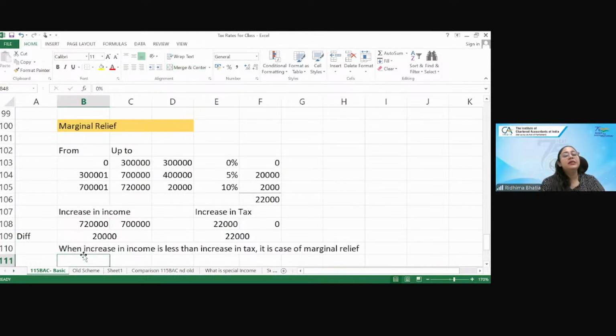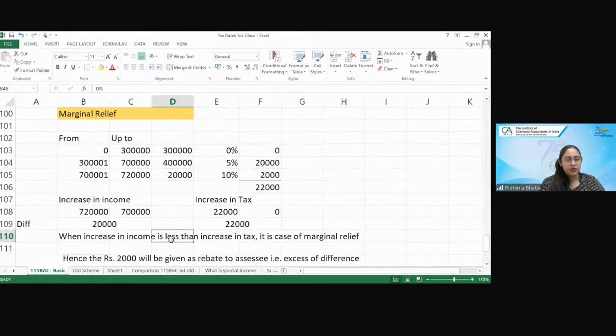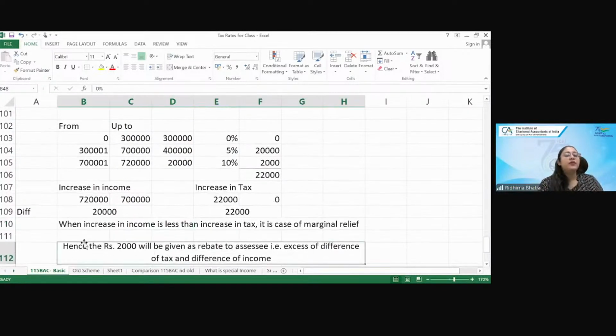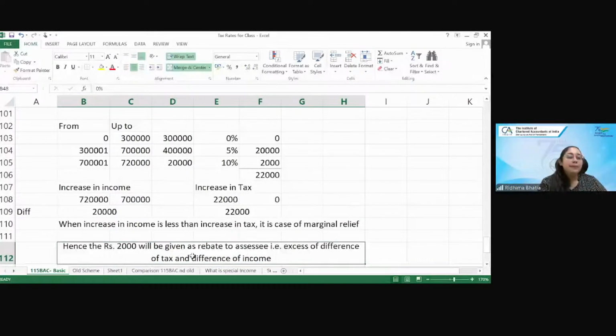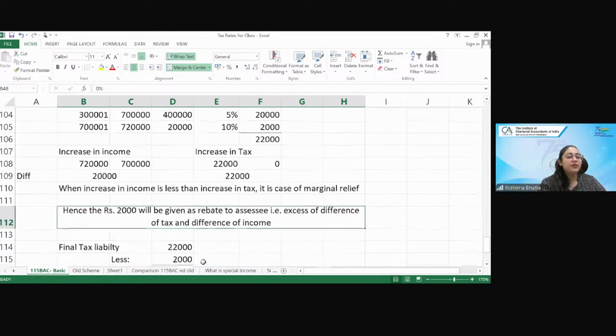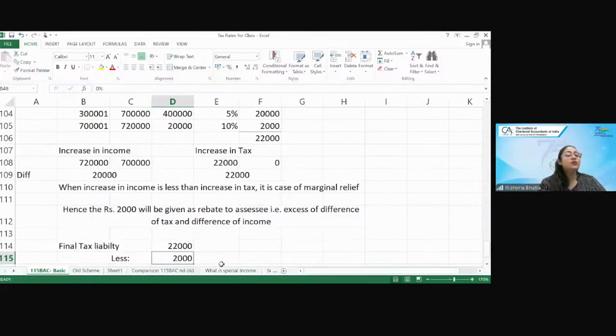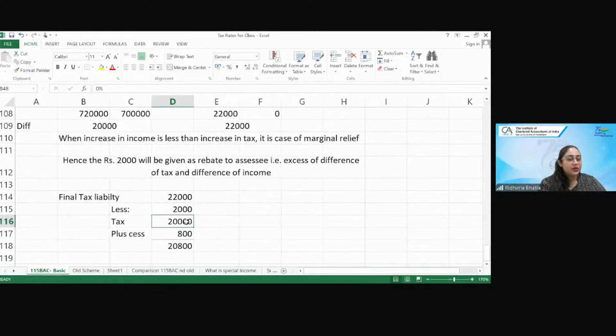So when the increase in income is less than the increase in tax, or when the increase in tax is more than the increase in income, howsoever you want to say, then you will be given a relief of more than 100% of the income का increase. So 20,000 से ज़्यादा भी जो increase हुआ in the tax, that is 2,000, would be given as rebate relief to the assessee. So the final tax liability would be 22,000 less this 2,000 rupees ka rebate, that is 20,000 plus cess of 4%, that comes to 20,800.